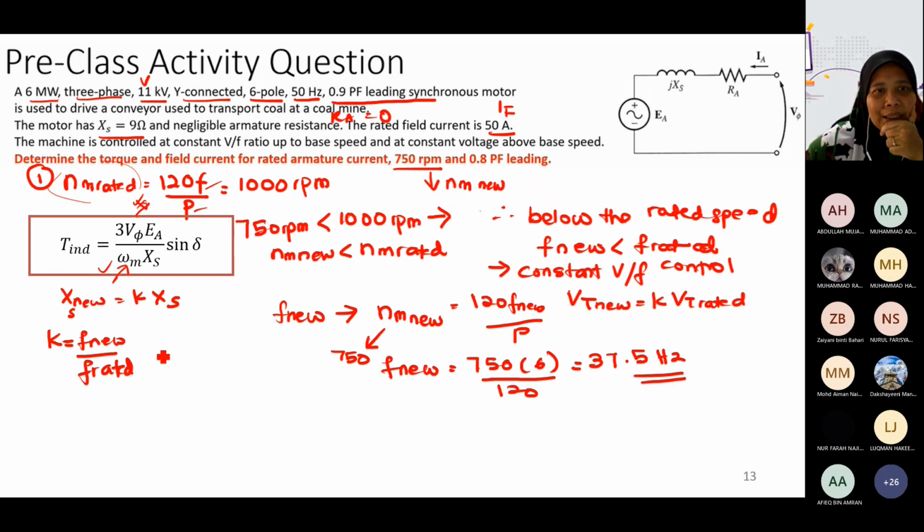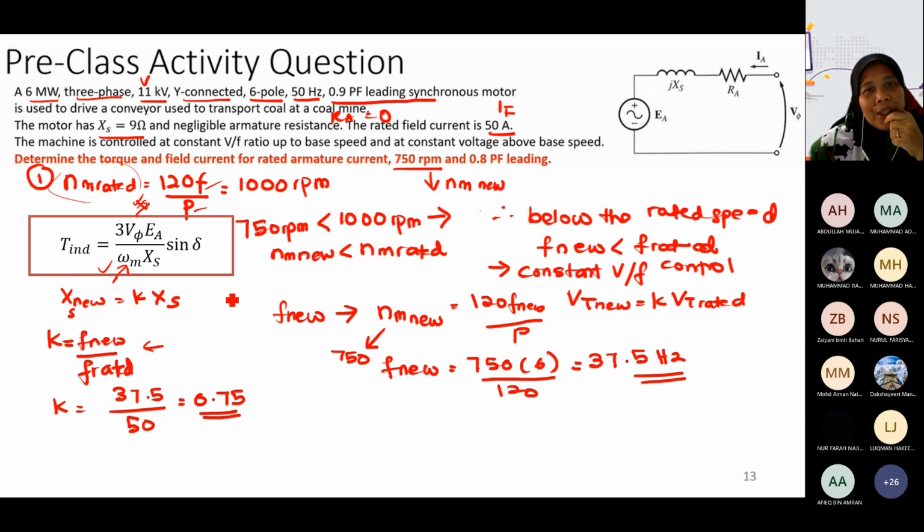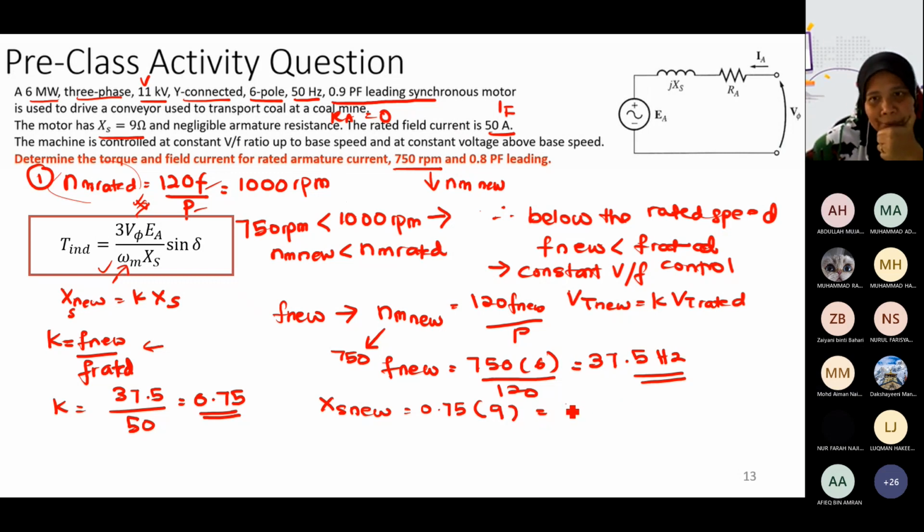Once you get your new frequency, you can get your K. So K equal to 37.5 over 50. And what do you get? 0.75. Okay, so once you get your K, now you can get your XS new and V phase new. How to get your XS new? You want to put it in this formula because you want to calculate for the torque. So your XS new equal to 0.75 times what? 9. So you get 6.75 ohm. The new reactance value.